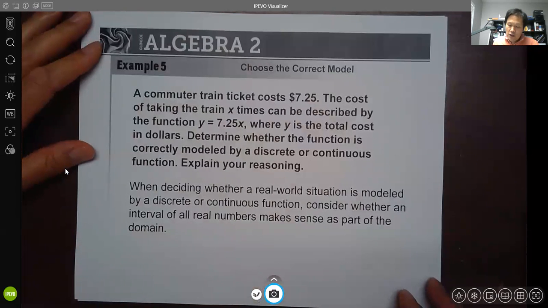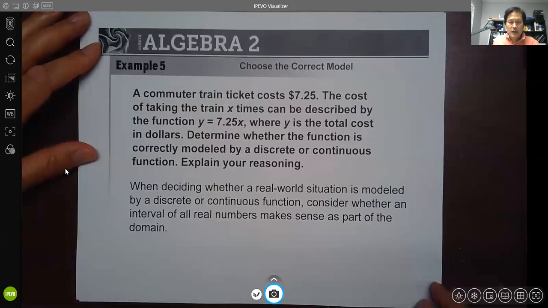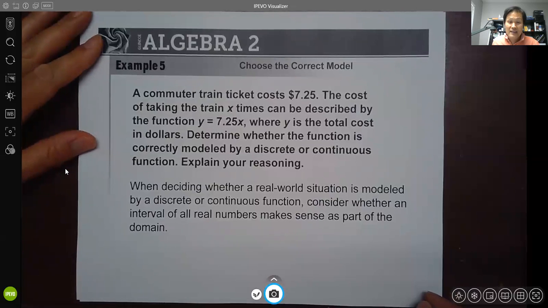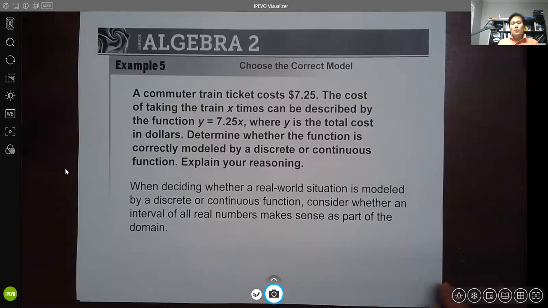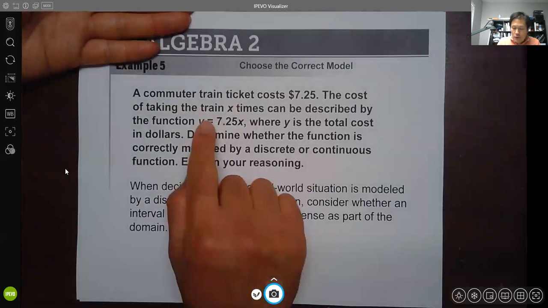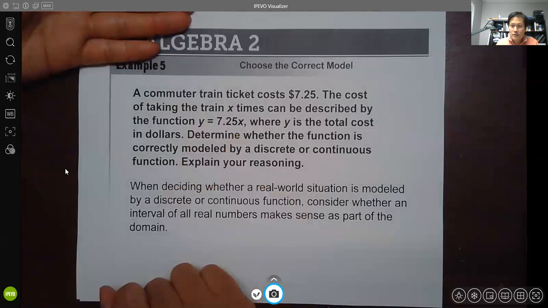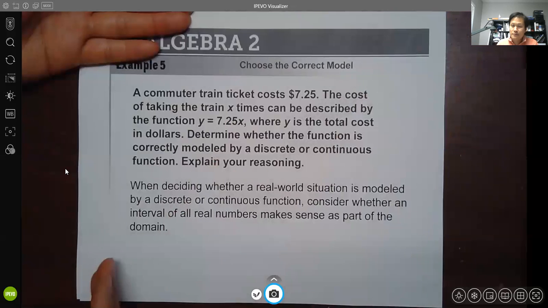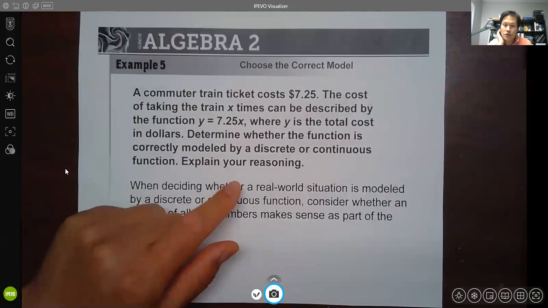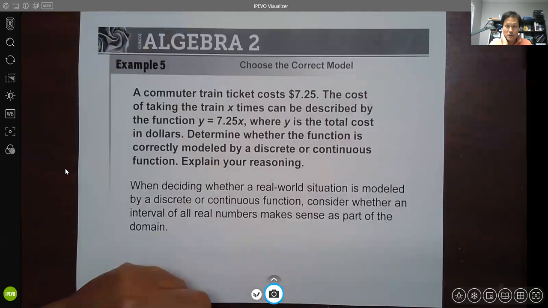Okay, a commuter train ticket costs $7.25. The cost of taking the train x times can be described by the function y equal to 7.25x, where y is the total cost in dollars. Determine whether the function is correctly modeled by a discrete or continuous function. Okay. So be careful. If you just plot y equal to 7.25x, this will be a straight line. So if you say, oh yeah, that's continuous, then you will lose this problem.